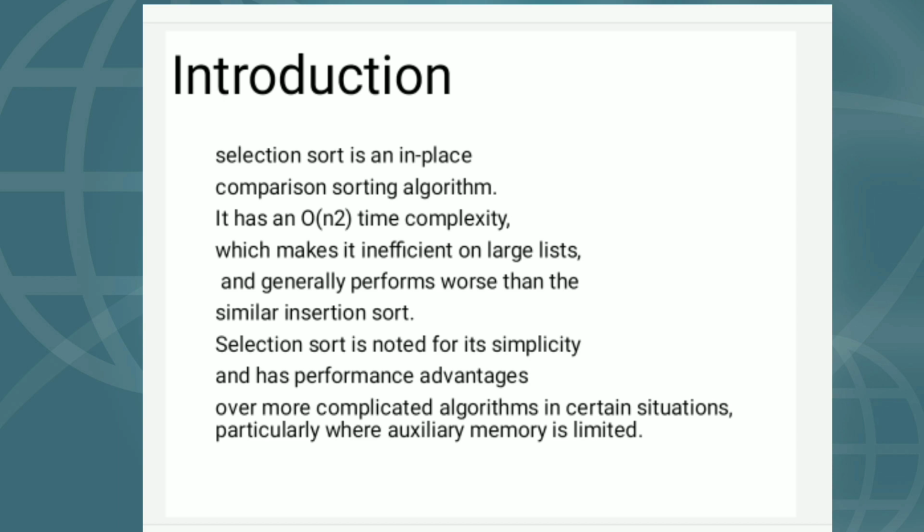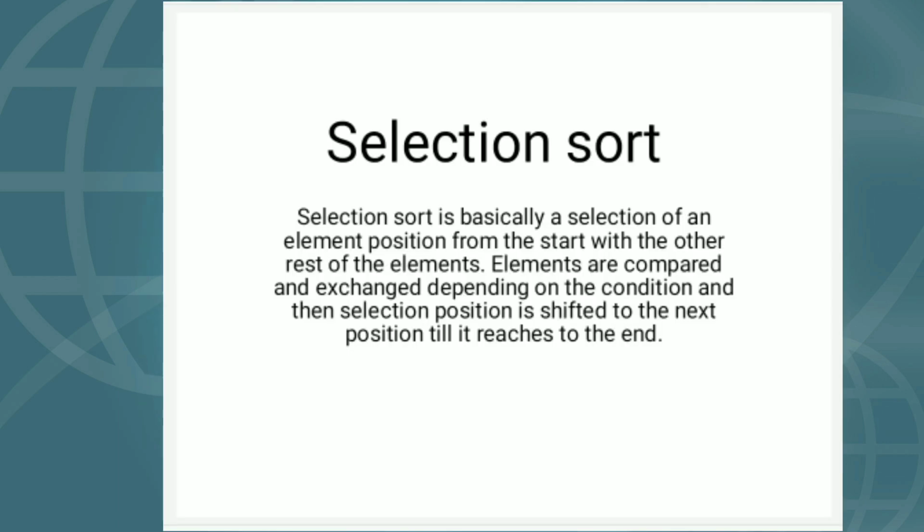So let us know the definition of selection sort. Selection sort is basically a selection of an element position from the start, compared with the rest of the elements. Elements are compared and exchanged depending on the condition, and then the selection position is shifted to the next position till it reaches the end. So selection sort is nothing but, in a given order, we have an index element and the other elements. By swapping the elements we get the sorted position.